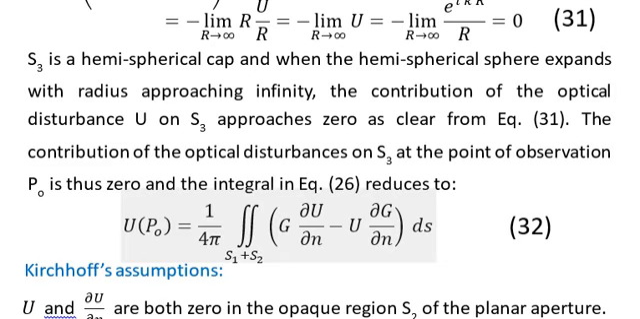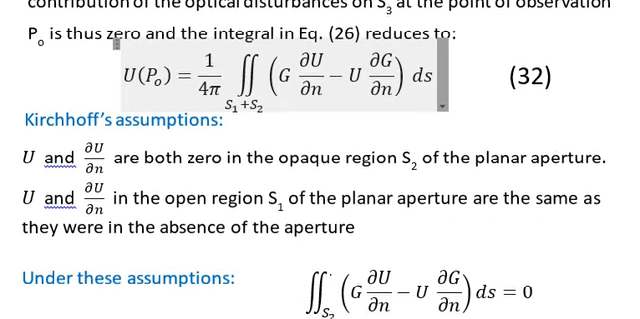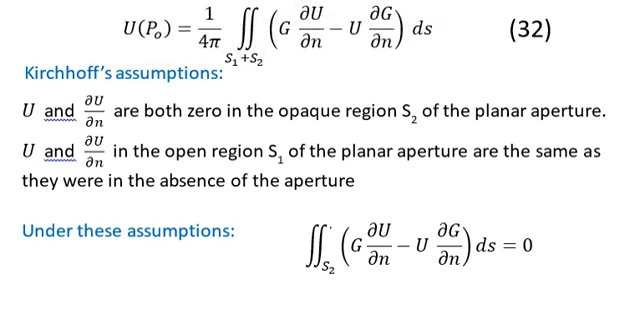surface S1 and S2. Now here Kirchhoff has made some assumptions. So let's see what Kirchhoff assumed. Capital U and its partial derivative with respect to n are both 0 in the opaque region S2 of the planar aperture. So you see that U and its partial derivative both are 0 in the opaque region. That is the one assumption that Kirchhoff made.